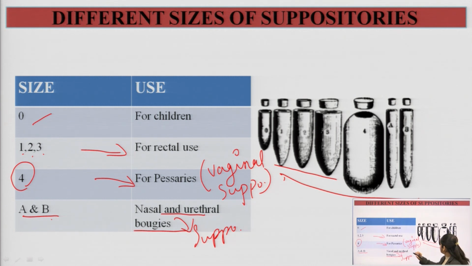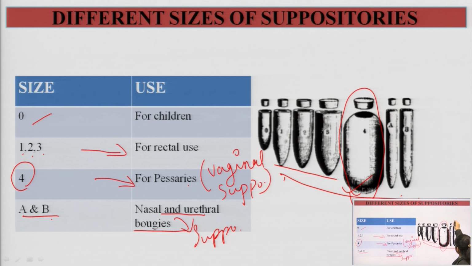Then moving on towards size 4. Size 4 is completely different from any of the sizes that we can see here. Size 4 is majorly useful for pessaries, because the size that we require for insertion into the rectal cavity is definitely not going to be the same for insertion into the vaginal cavity, because the leakage and the discomfort are going to differ from organ to organ. So, definitely, as we can see, this is the size that is going to be for vaginal suppository, often called pessaries. Then moving on towards the size A and B.